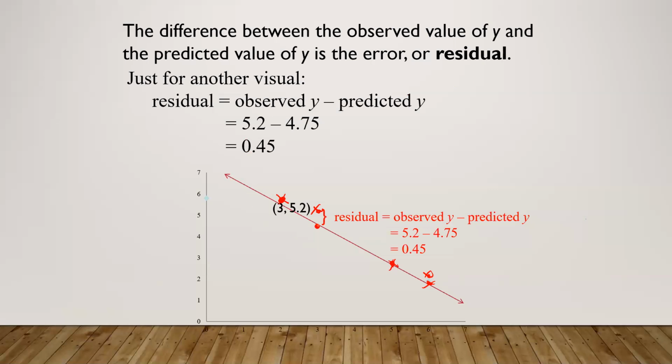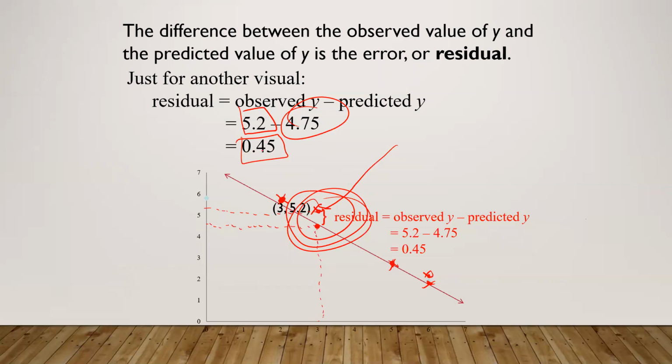This is the line that we say best fits the data. If you look at this point here, this is the actual data value, and the actual value is 5.2. But my model is saying, when you give me that x value, the person should have gotten a 4.75. Well, the difference is 0.45. So the model was off.